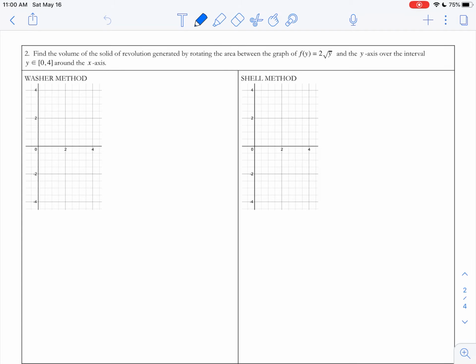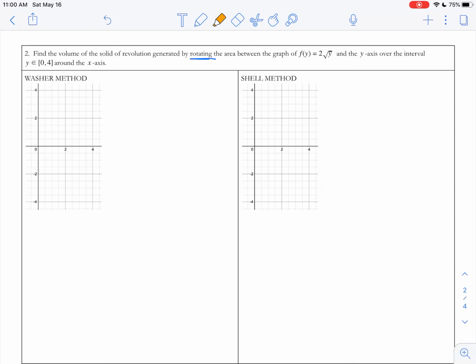Alright, so question number 2 says find the volume of the solid of revolution generated by rotating the area between the graph of f of y equals 2 times the square root of y and the y-axis over the interval y is between 0 and 4 around the x-axis. Okay, so let's start by drawing our diagram.